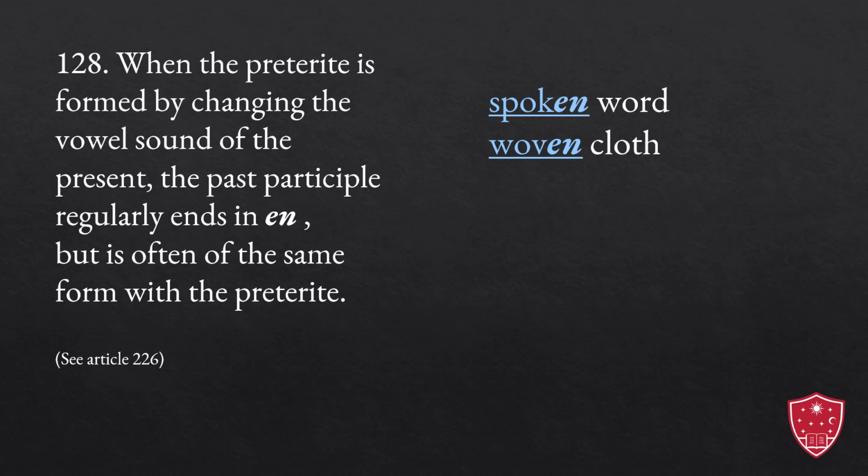Another example is the verb weave. To weave means to make cloth, usually to make a blanket or some clothing. Weave is the present tense. The past tense is wove. When the preterite is formed by changing the vowel sound of the present, like from weave to wove, the past participle regularly ends in en, like woven. So here we see two examples of this situation in Article 128, when the preterite is formed by changing the vowel sound of the present tense verb, how the past participle is formed for such verbs.